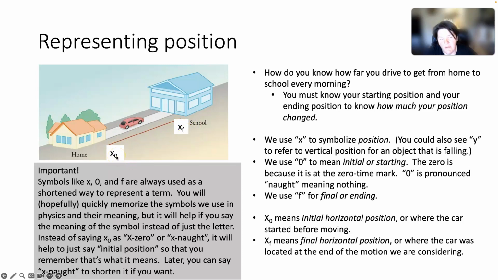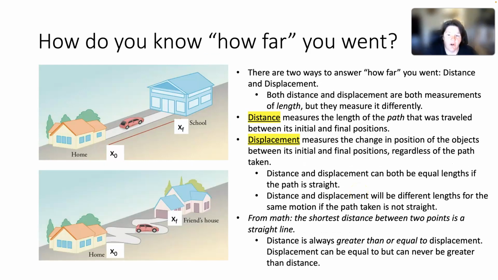The naught symbol means initial. Sometimes I'll put XI for initial, but you'll see both. So this means the initial position, and this F means final, so this is the final position. We're using an X because the movement here is horizontal. You could also see a Y, so if something were falling vertically and it's measured along the Y-axis, then you could see Y naught and YF. I normally just use X for everything, but you'll see both, and you just have to recognize that as meaning position.